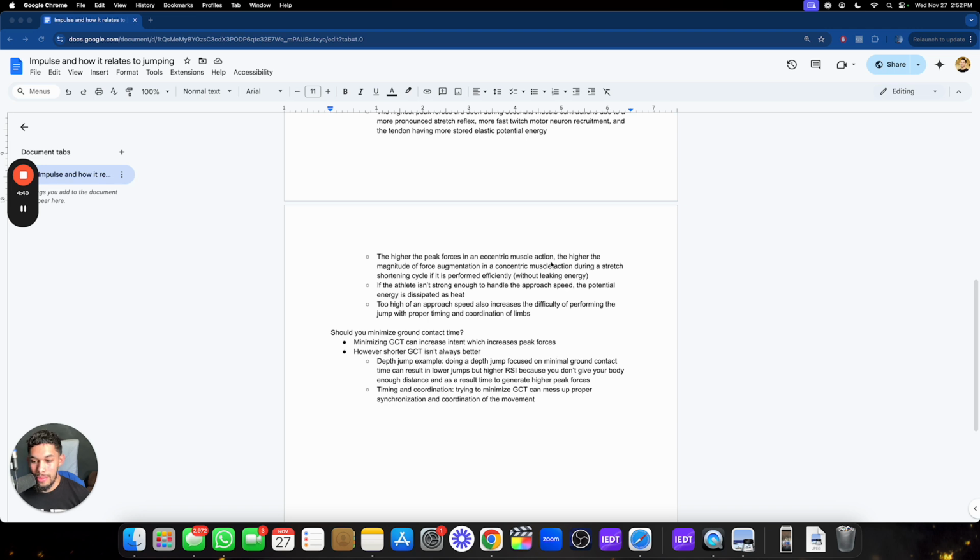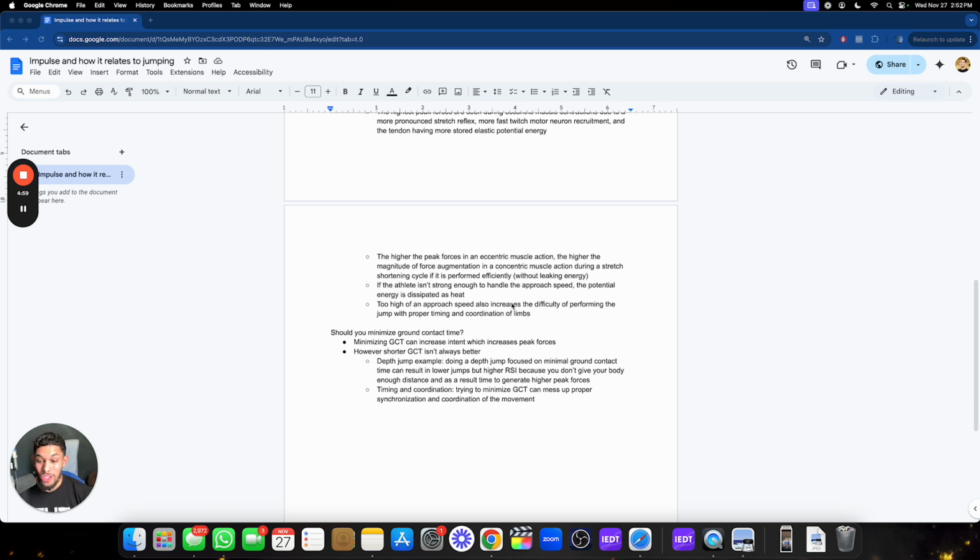Now there are some other downsides to having a fast approach speed. It's not all about just running faster, because if you run faster, it's going to be a lot harder to coordinate your limbs and your legs with it. It's harder to time the movement, basically. Your arm swing, how your legs hit.